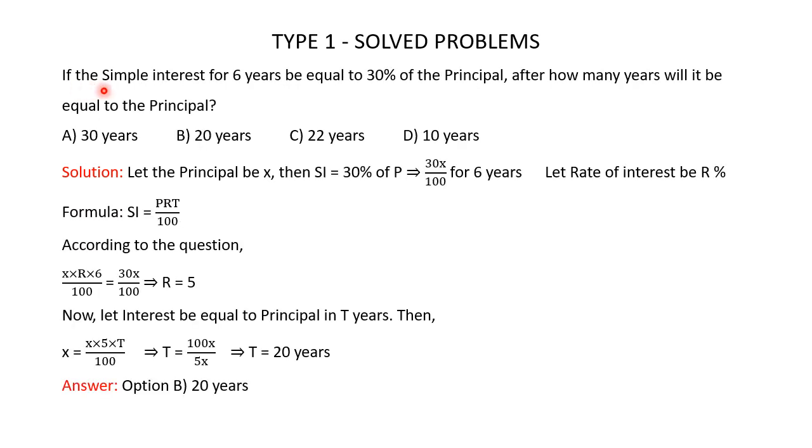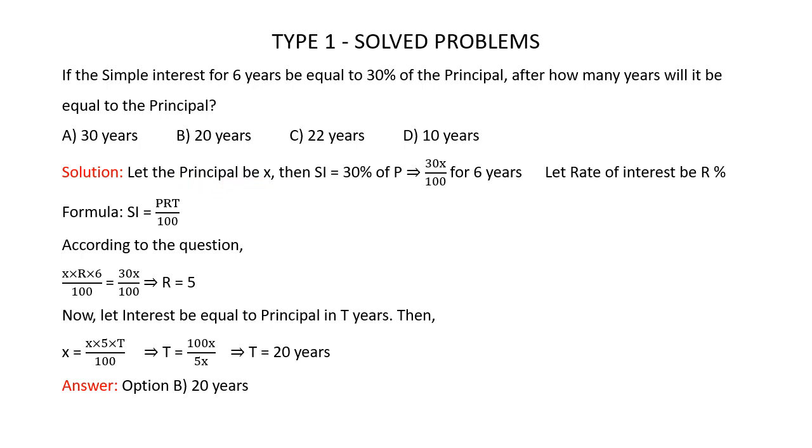If the simple interest for 6 years be equal to 30% of the principal, after how many years will it be equal to the principal? Here you are given 4 options and you have to find out which of these options is the correct one. Now it's given that the simple interest for 6 years is equal to 30% of the principal, but we do not know what is the principal here. So let's assume that the principal is X.